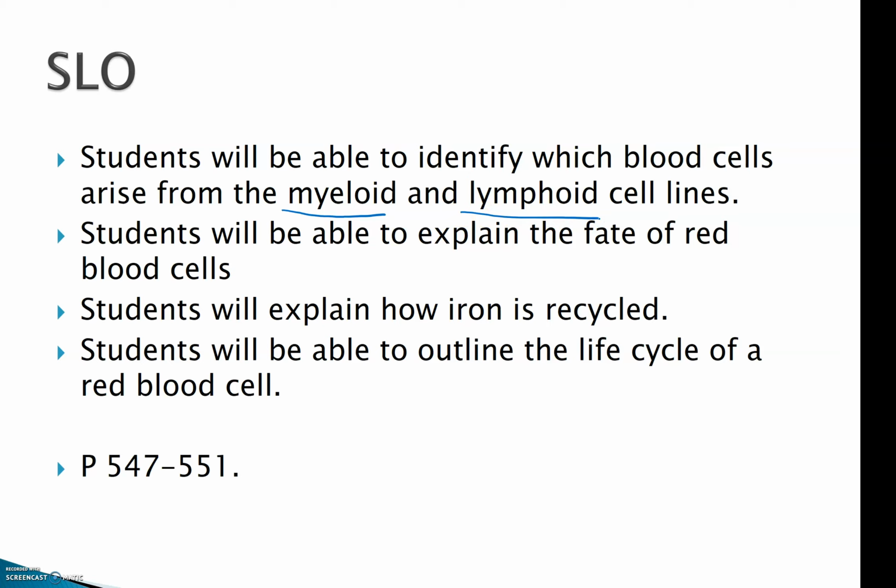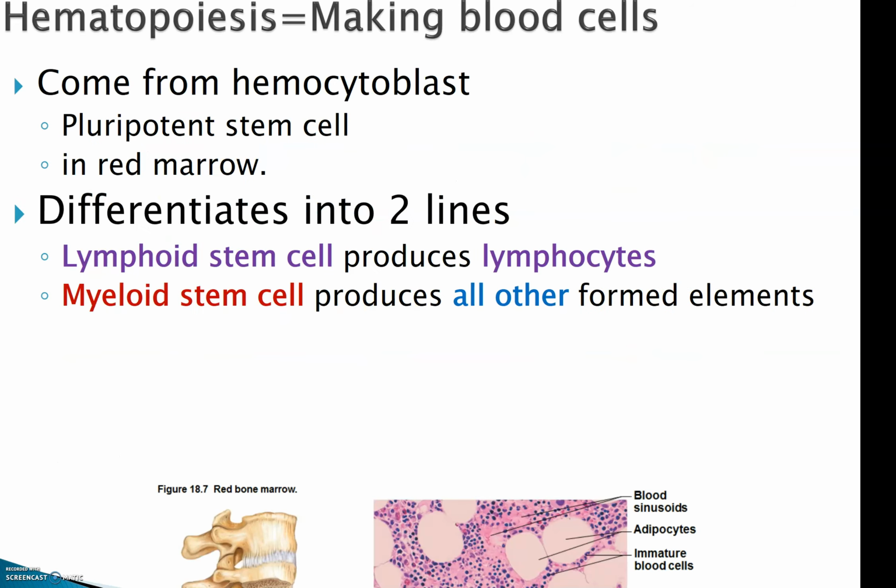And you've heard of lymphoid leukemia and myeloid leukemia? Well, those are from those cell lines. And we'll talk about the life cycle of the red blood cell. So, all blood cells start out life in the bone marrow from this thing called a hemocytoblast, which is a stem cell. Now, early on, that stem cell will have two fates.